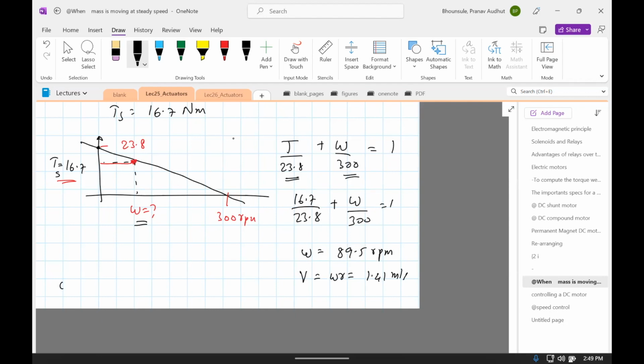Okay, and the last part, which I will leave to you, is the power. It's torque times speed. The torque is 16.7. The speed is the one over here, 89.5. You need to convert that from RPM to revolutions per second, and then convert that to horsepower. I have it in horsepower. It comes out to be 0.21 HP.